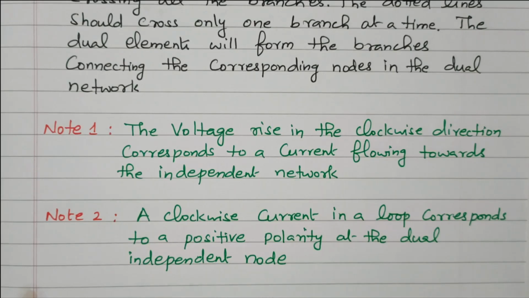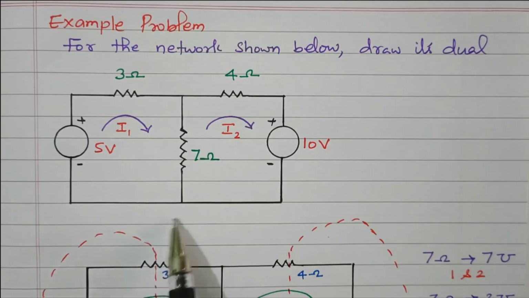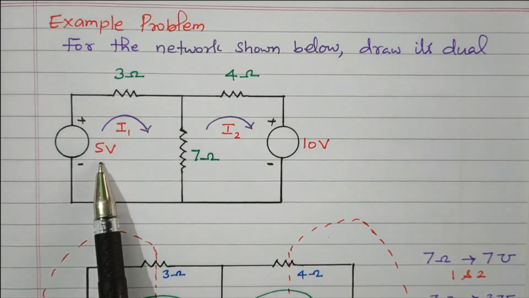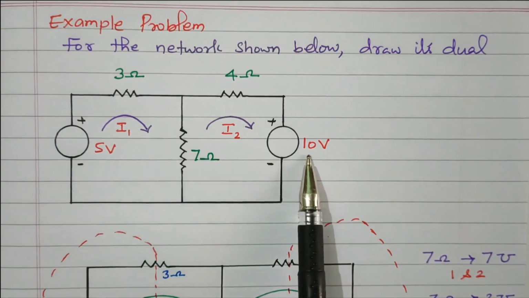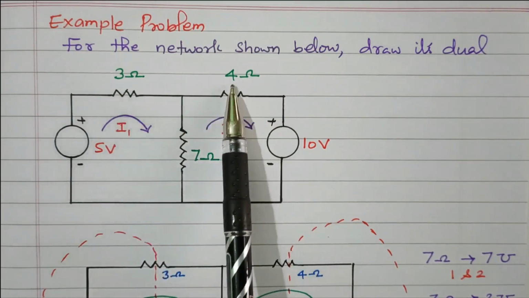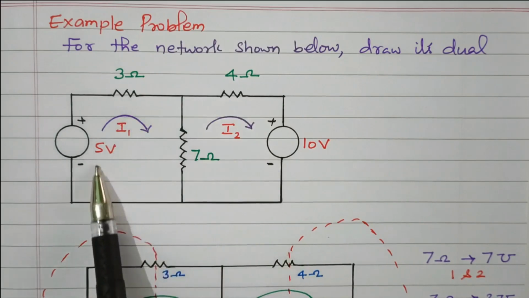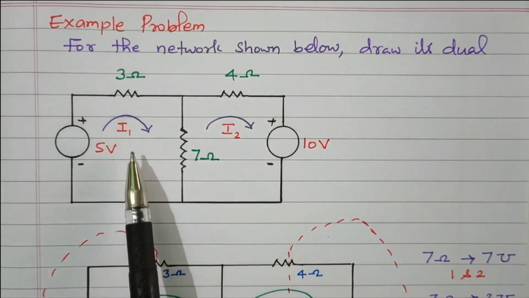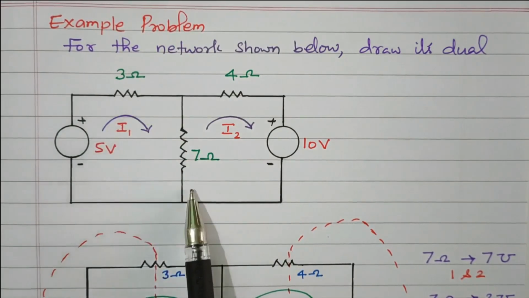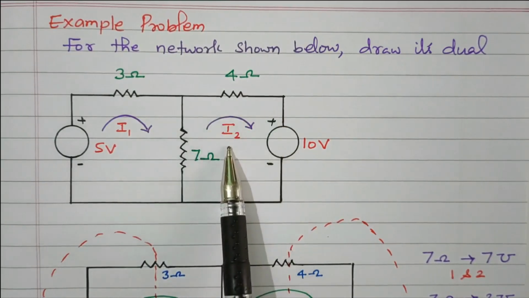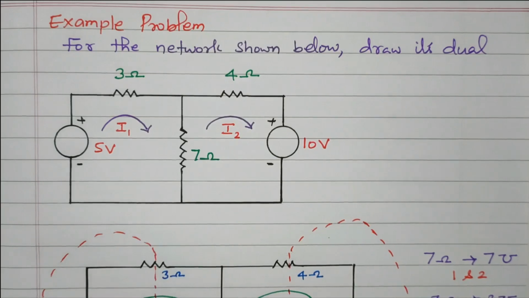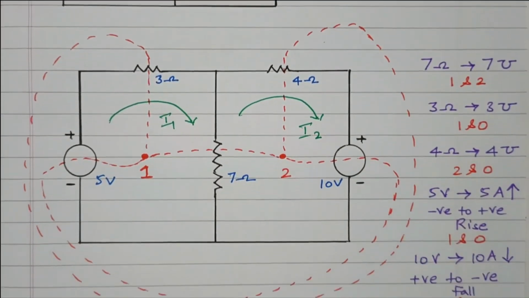Now we'll see the example problem. In this example problem, this is the given network. The two voltage sources available are 5 volt and 10 volt. Then there are three resistors, 3 ohm, 4 ohm and 7 ohm. So we have 2 loops available. We know that a loop is nothing but a closed path. This is one loop, and the current flowing through the first loop is I1. Similarly, this is another loop, and the current flowing through this loop is I2. Right? So the first step is to identify how many loops are available. Now we can go to the dual network. We will follow the procedure given for the dual network.